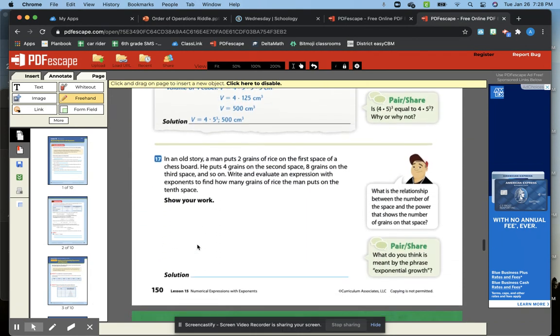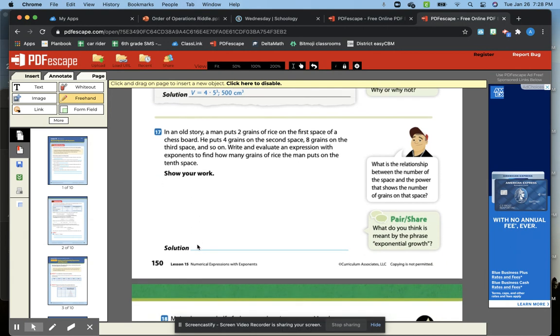Okay, let's look at this. In an old story, a man puts 2 grains of rice on the first space of a chessboard. He puts 4 grains of rice on the second space, 8 grains on the third space, and so on. Write and evaluate an expression with exponents to find how many grains of rice the man puts on the 10th space. So if we look at our numbers, we have 2, we have 4, and we have 8.